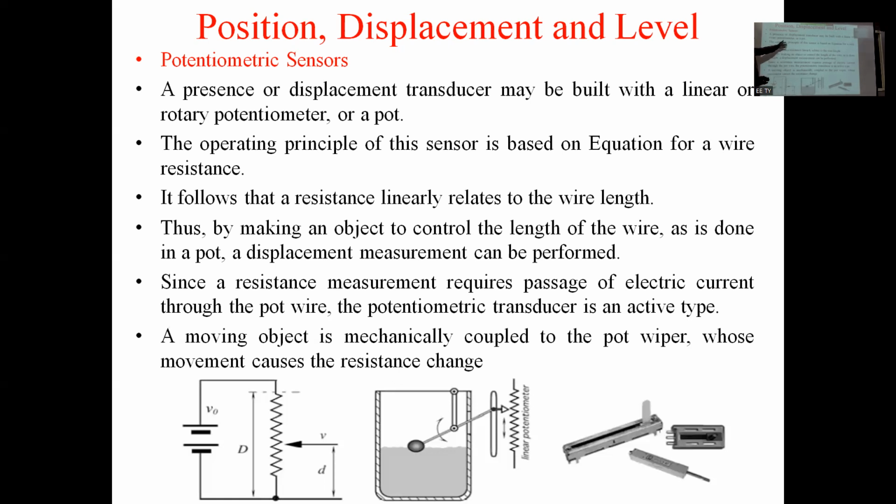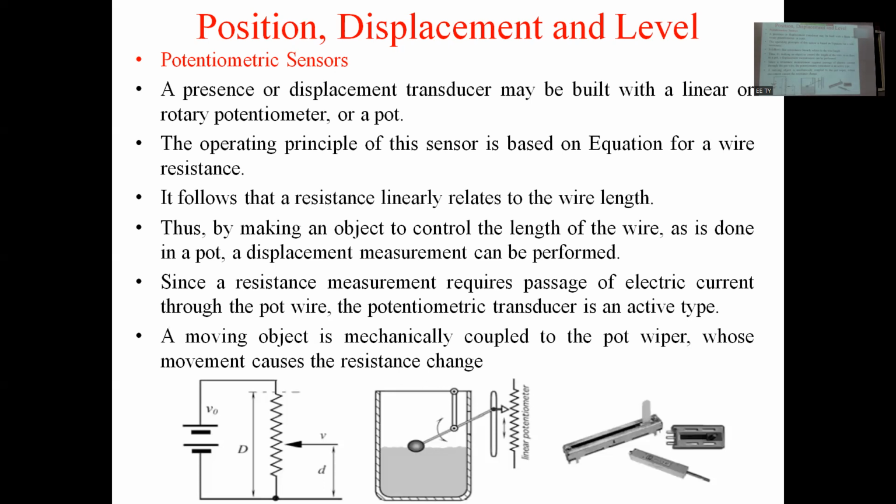So the operating principle of this sensor is based on the equation for wire resistance. The operating principle of the potentiometric type of sensor depends upon the equation of wire resistance. Here I have written the equation of wire resistance, R is equal to rho L divided by A. That means resistance is linearly related to the wire length, right?